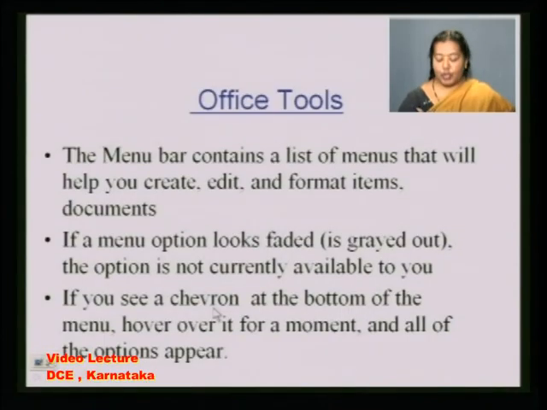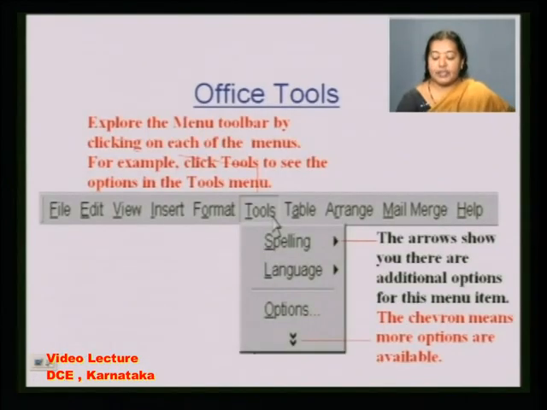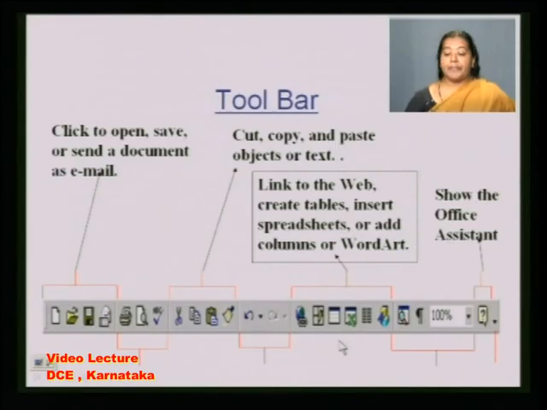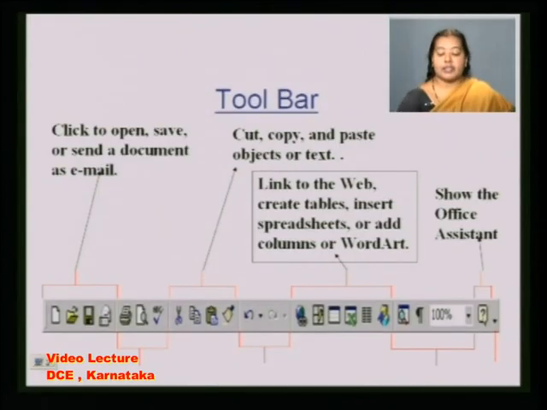If you see a chevron, I showed you in the previous slide, this is called a chevron. If there is a chevron at the bottom of the menu, hover and hold your mouse there for a moment and all the options appear. Okay. Now we'll see some more toolbar things. Now this is again a picture of a toolbar.